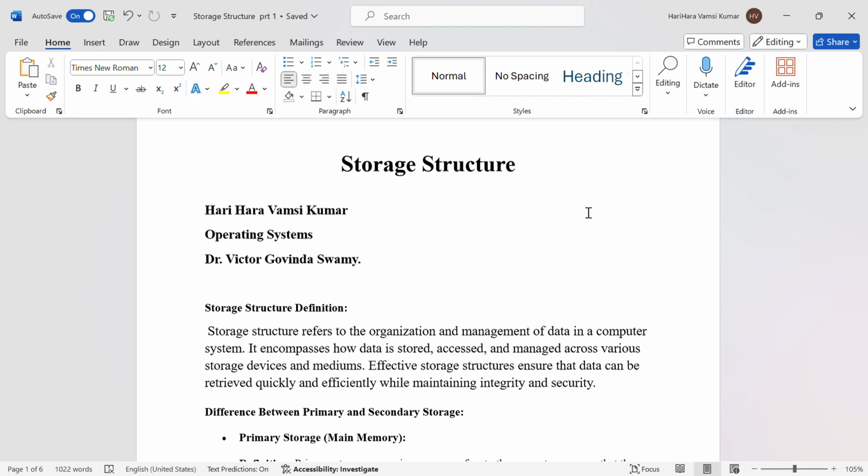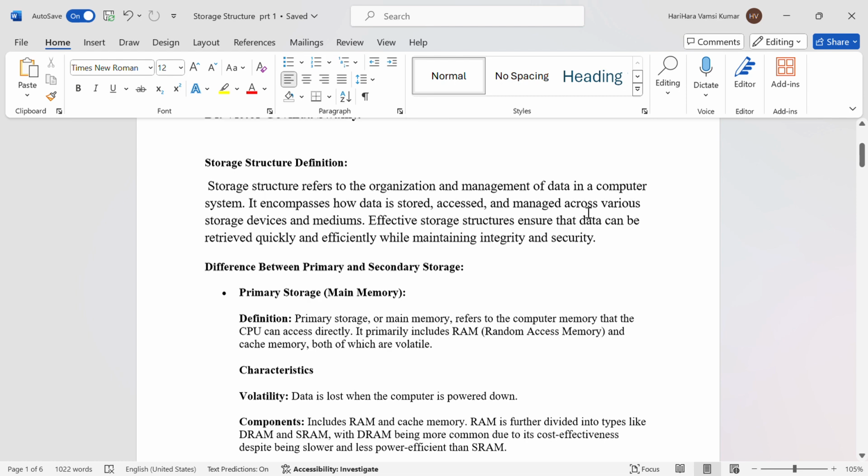Today's topic is storage structures. Storage structure refers to the organization and management of data in a computer system. It encompasses how data is stored, accessed, and managed across various storage devices and mediums. Effective storage structures ensure that data can be retrieved quickly and efficiently while maintaining integrity and security.